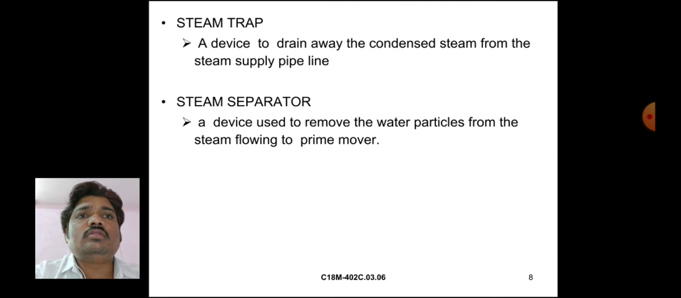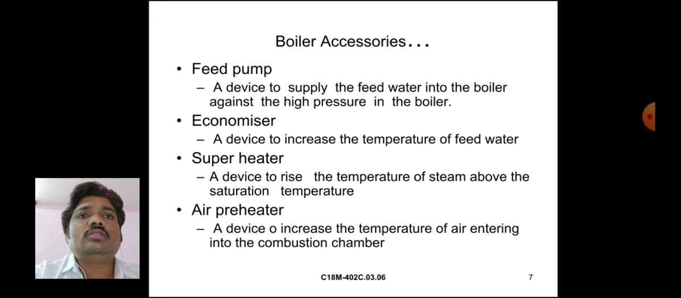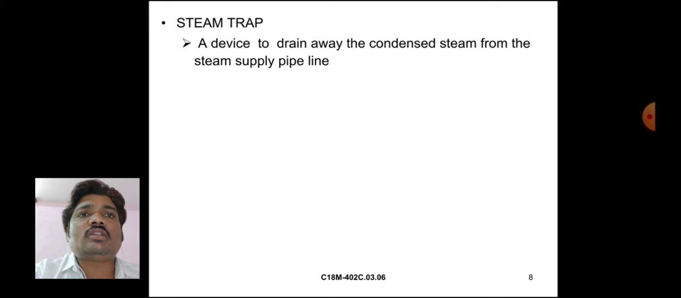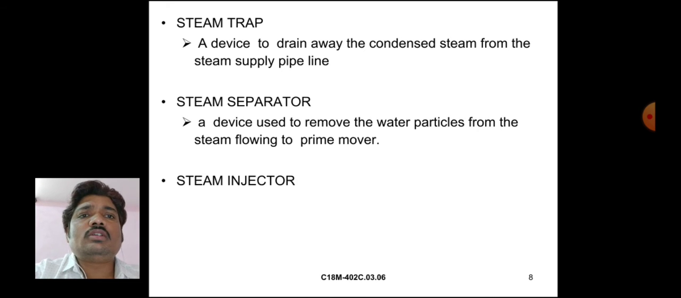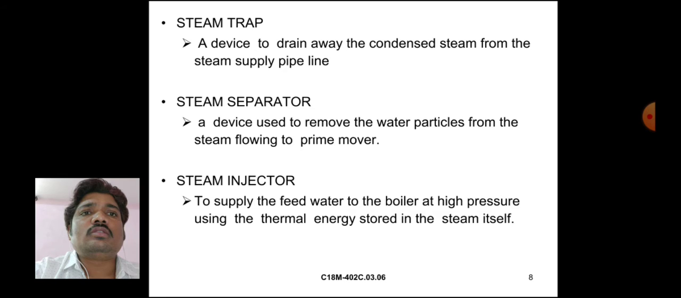So how many in total? Number 1 feed pump, number 2 economizer, number 3 superheater, number 4 air preheater, number 5 steam trap, number 6 steam separator, number 7 steam injector. These are the auxiliary devices, the boiler accessories. There are 7 types of boiler accessories.